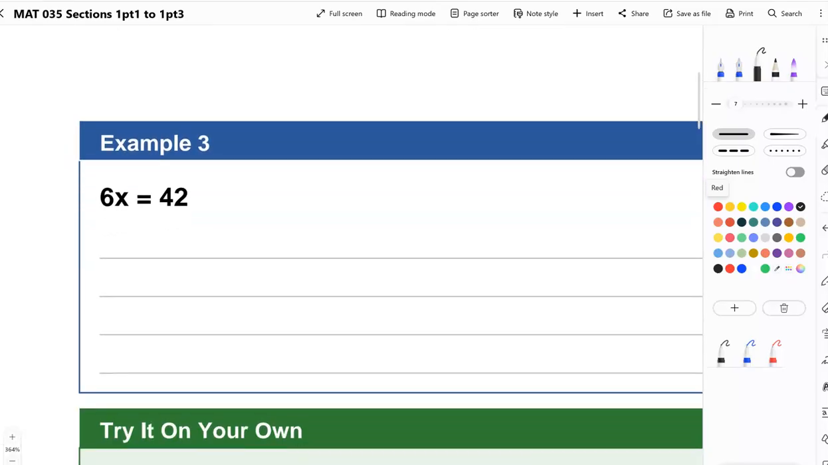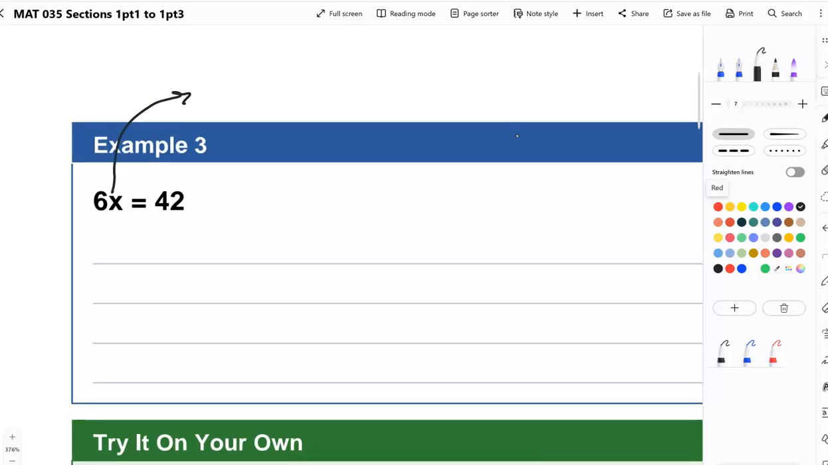In example 3, we have 6 times x equals 32. So when you see a number and a variable together like that, it's understood that this is multiplication.